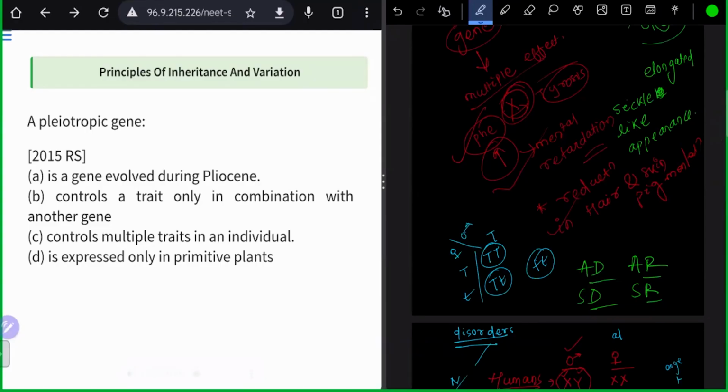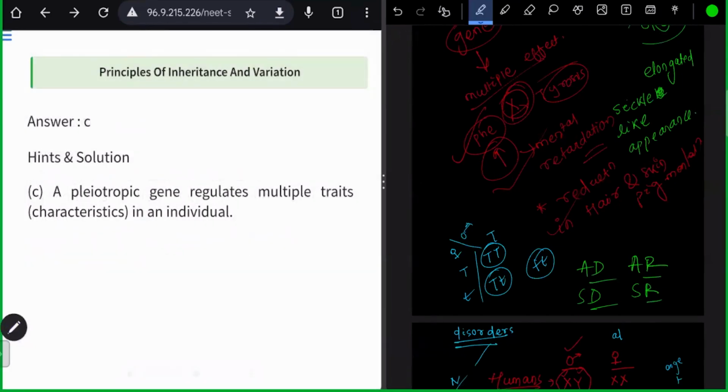You can see a gene evolved during Pliocene. No. Option B is control a trait only in combination with another gene. No. It controls multiple traits in an individual. Yes. The answer is option C, which regulates multiple traits.